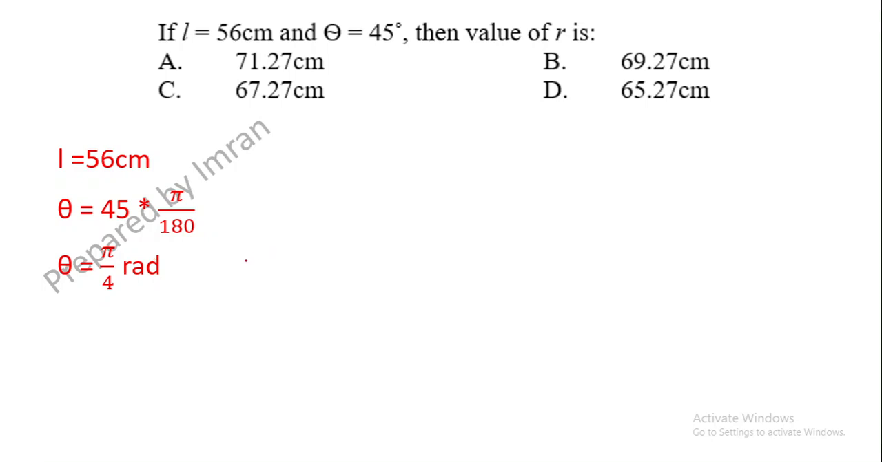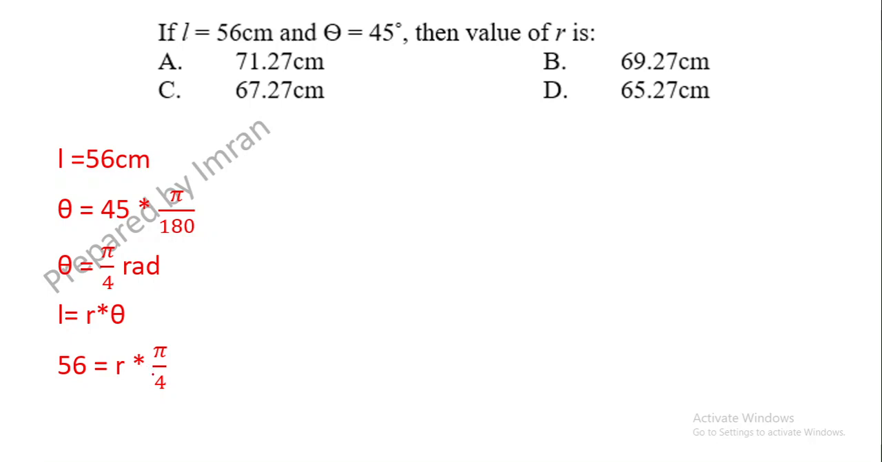Okay, so pi over 4 radian. So here we have the pi over 4 radian. Now we know L is equal to r theta. Do you know L? Do you know r? We don't know the r. We know the value of L and theta. Just substitute the values as it is.